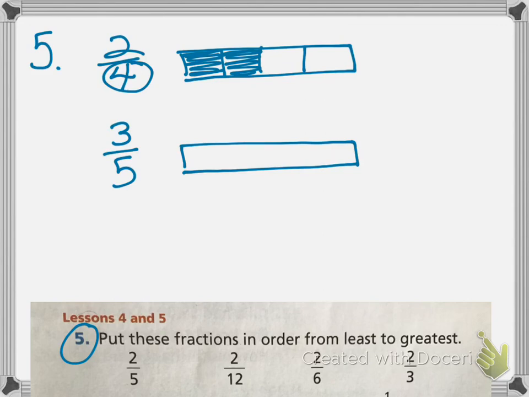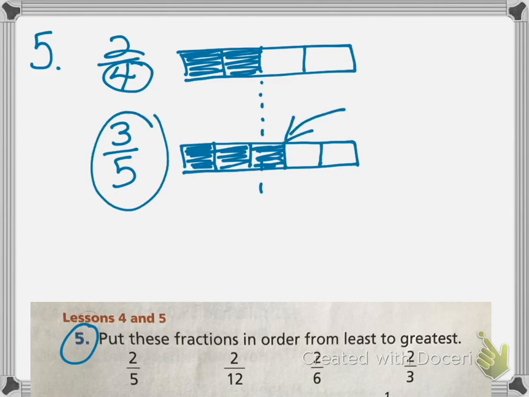For this one, I need to divide it into 5 parts. A little bit trickier. 1, 2, 3, 4, and that last section is 5. And now I'm going to shade in 3 of the parts. 1, 2, 3. Now when I compare the 2, I can see that this one is obviously bigger. So 3/5 is bigger than 2/4.